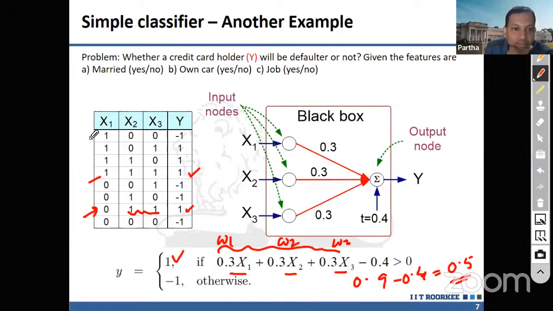Let us consider another, a negative example here. x1 is 1 and the others are 0. So 0.3 plus 0, 0, minus 0.4. Then 0.3 minus 0.4 is minus 0.1. So that means it is negative. So your outcome is negative. So you see that with the simple combination of weights with these features, this is possible.